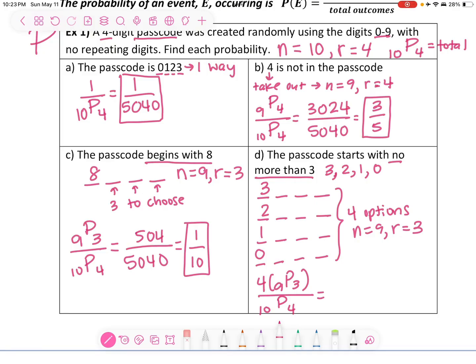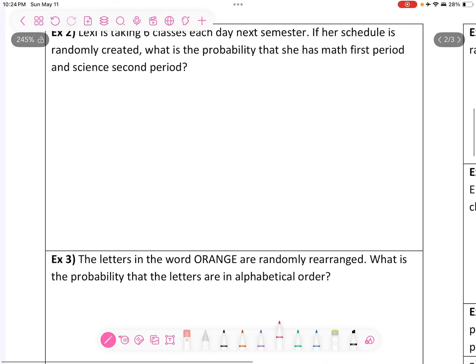So for the numerator, if I do 4 times 9 permutation 3 in the calculator, you're going to get 2016. And then for the denominator, it's going to be 5040. Simplify that, and you're going to get 2/5. So that's the probability that it starts with something that is no more than 3, which is 3, 2, 1, or 0. Perfect. All right, let's continue on.